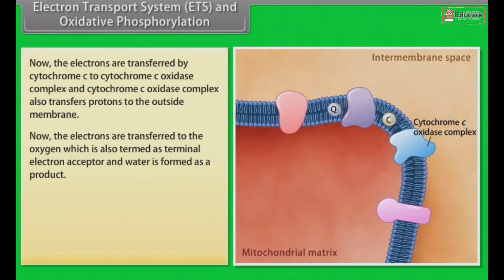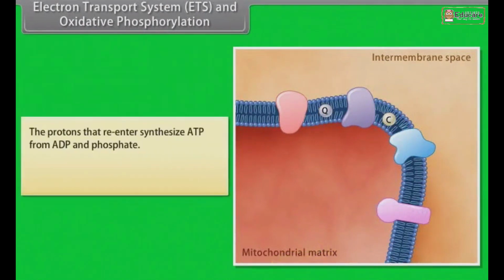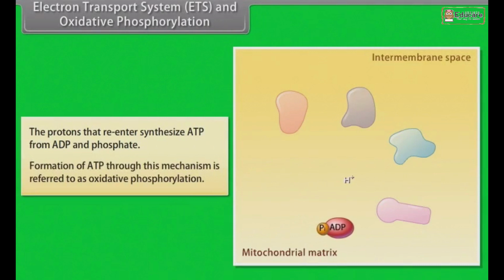as a product. The transfer of protons across the membrane of the mitochondria generates a proton gradient, and the protons that re-enter the mitochondrial matrix pass through a special channel protein called ATP synthase. The protons that re-enter synthesize ATP from ADP and phosphate. Formation of ATP through this mechanism is referred to as oxidative phosphorylation.